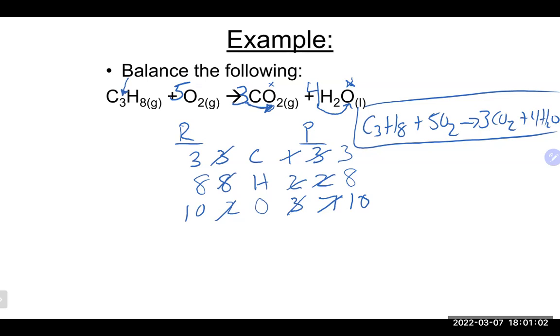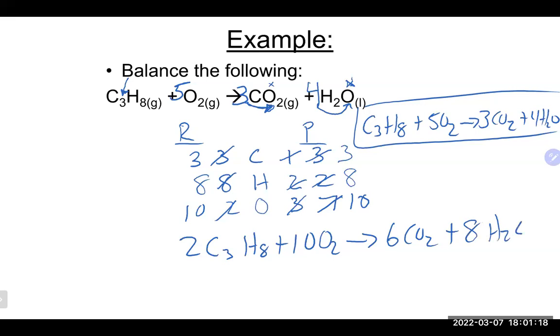We could have, for example, gone with this. And if we look at this equation, let's just say, for example, we chose these numbers here. If I did it right, we should have 6 carbons on the left, 6 on the right. 2 times 8 is 16 hydrogens. 8 times 2 is 16. 10 times 2 is 20 on the left. 6 times 2 is 12, plus another 8 is 20.